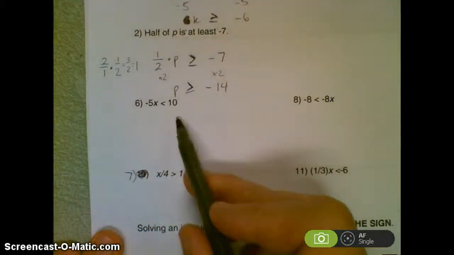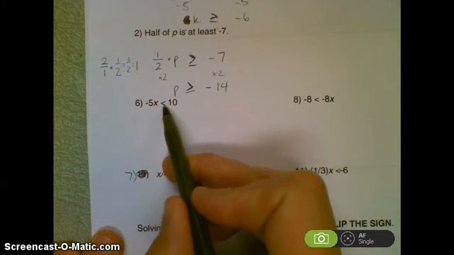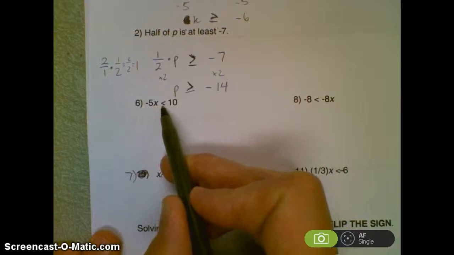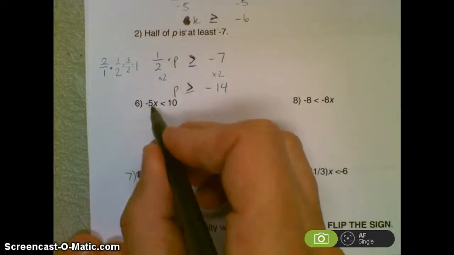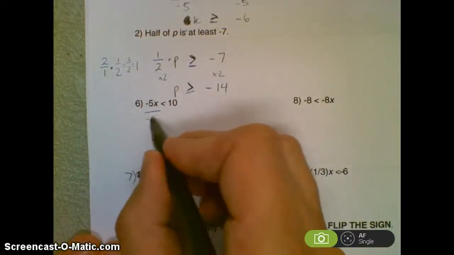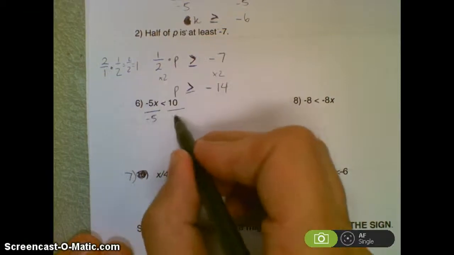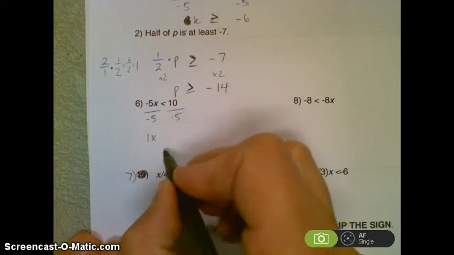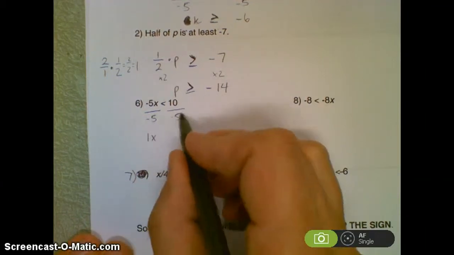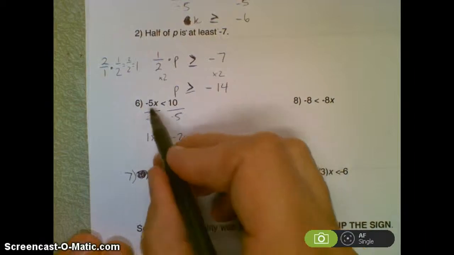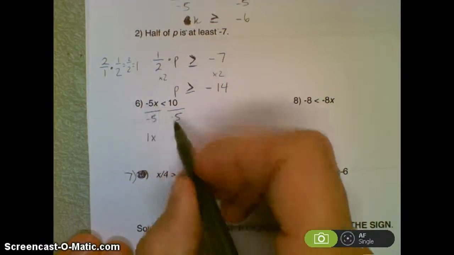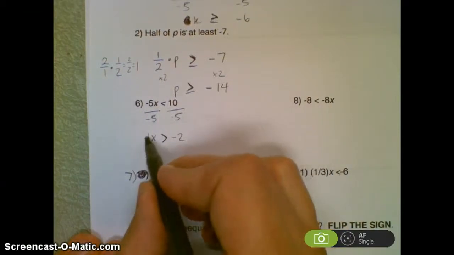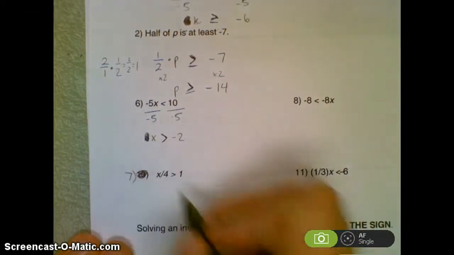Let's take a look at number 6 here. Negative 5x is less than 10. So there's a negative in front of the variable, which means I'm going to end up flipping the sign. So since this is negative 5 times x, I do the opposite. I divide by negative 5, and I do it to both sides. Negative 5 divided by negative 5 is 1. So I've got my 1x. 10 divided by negative 5 is negative 2. And since there was a negative coefficient in front of the variable, I flip the sign. And once again, you don't need 1x. You can just say x because there it is, one of them.